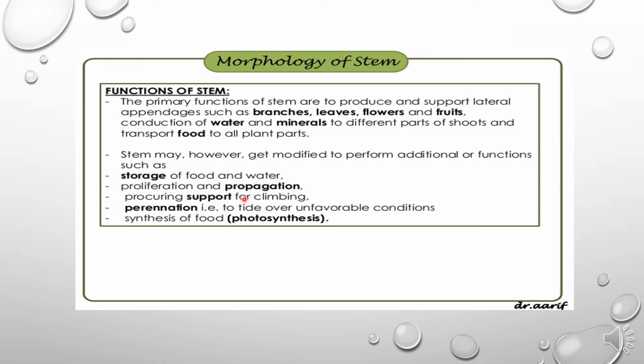Okay. Perennation, that is to tide over unfavorable conditions. Sometimes, to overcome the unfavorable conditions, the stem is modified into various structures, so that is called perennation. And synthesis of the food. I also told you the green stem of the young plant is responsible for the synthesis of the food via the process of photosynthesis, because it is green and it has chlorophyll. But the stem cannot perform the function of photosynthesis when it is old and woody.